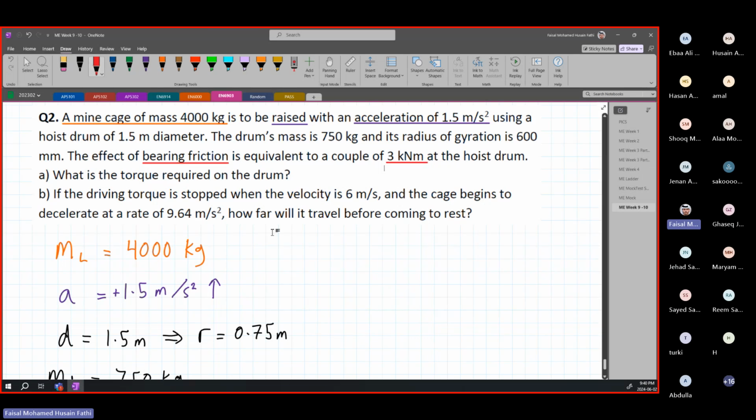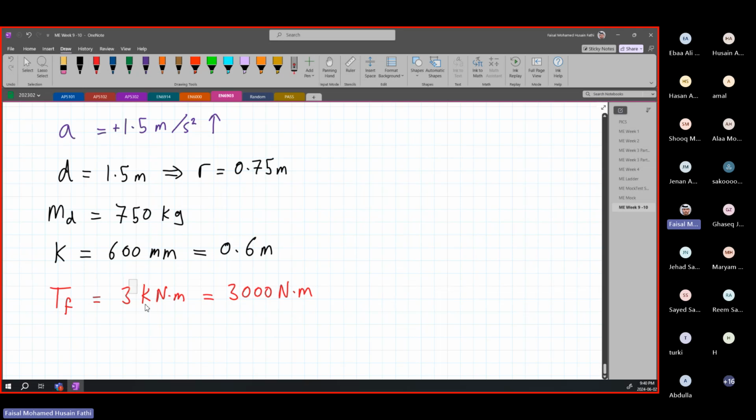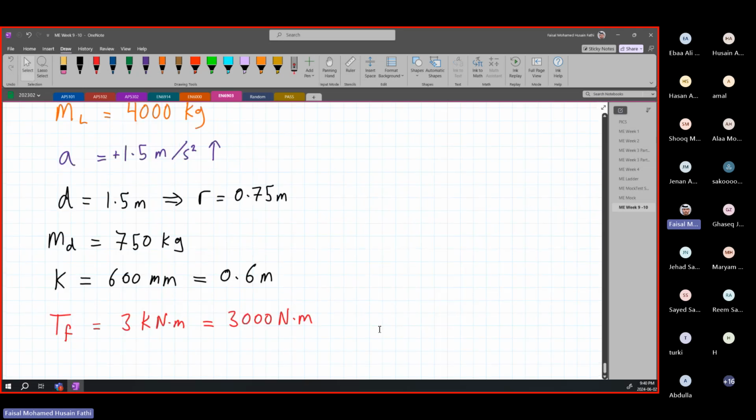A couple meaning a moment or a torque. All right, this is all they mean by a couple. So TF is equal to 3 kilonewton meter, which is equal to 3000 Newton meter. Again, converted from kilo into Newton meter.